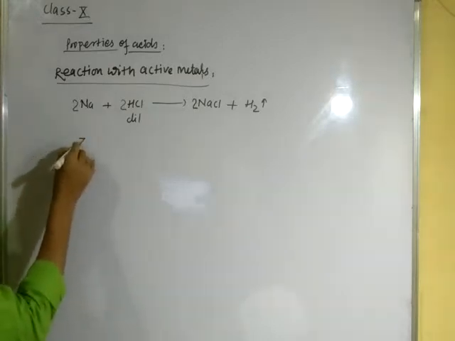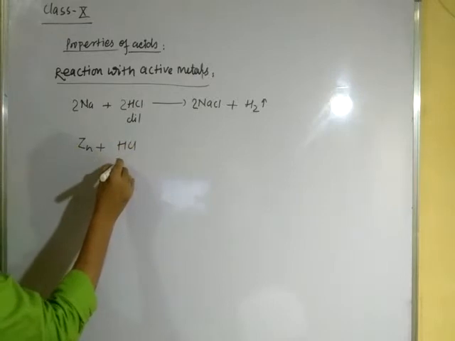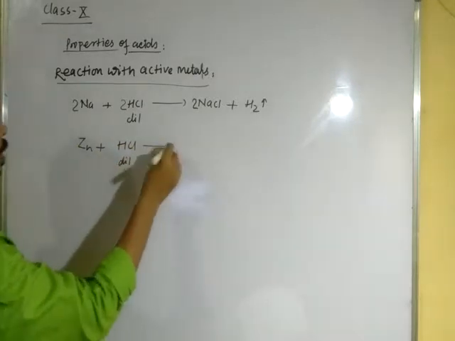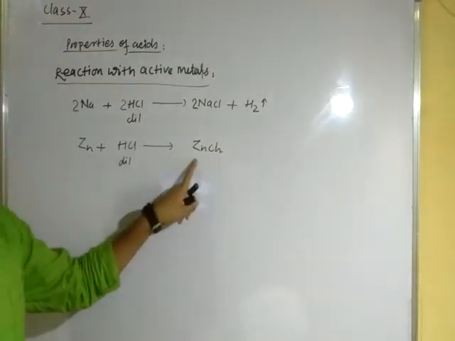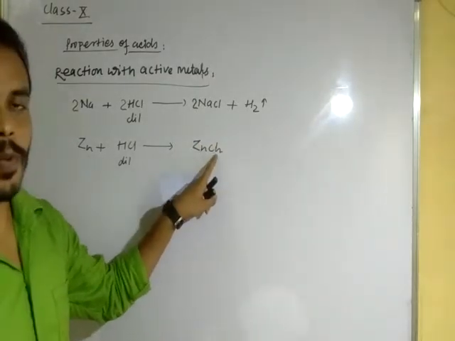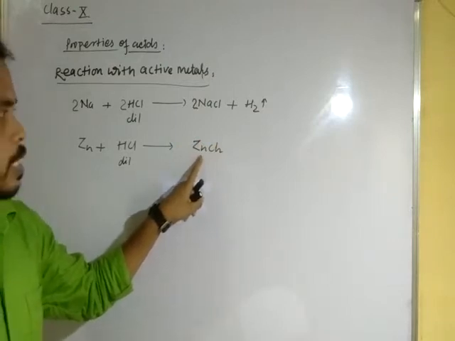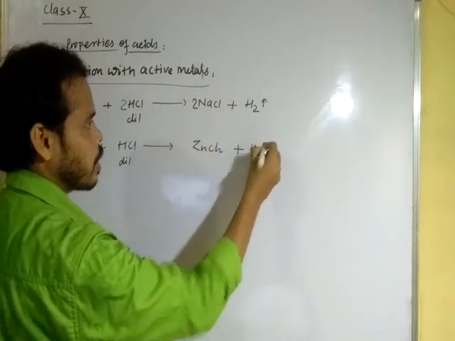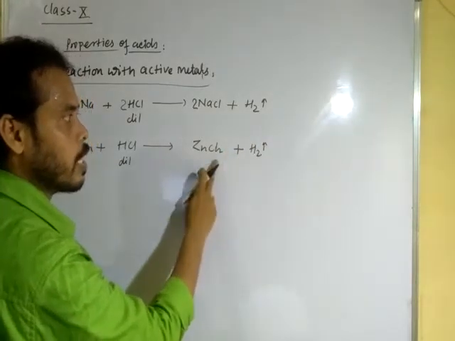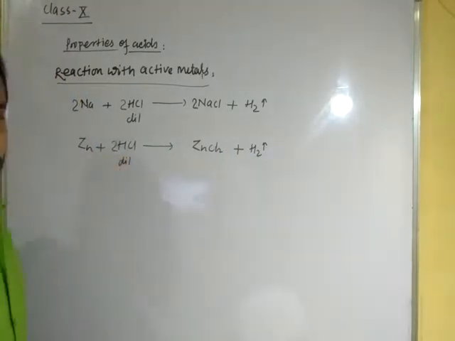When zinc reacts once again with dilute HCl, it forms ZnCl2, because the valency of zinc is 2 and the valency of chlorine is 1. So the formula of zinc chloride is ZnCl2, and it liberates hydrogen gas. Now to balance hydrogen and chlorine, multiply HCl by 2.